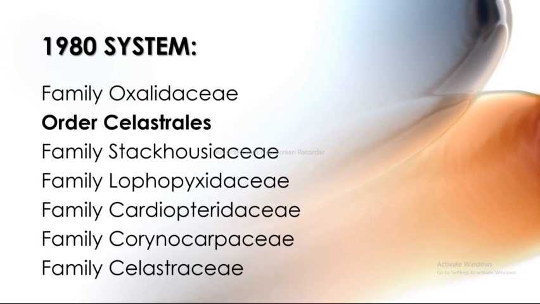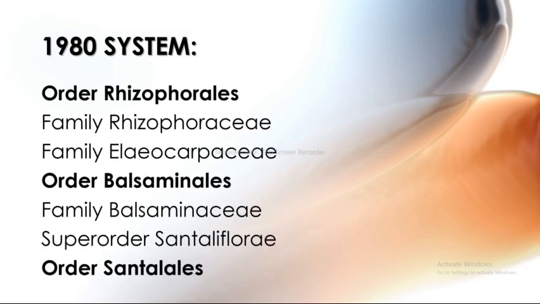Celastrales. It includes the family Stackhousiaceae, Lophopyxidaceae, Cardiopteridaceae, Corynocarpaceae, and Celastraceae. Next order is the Rhizophorales, and it includes the family Rhizophoraceae, and the next family is the Elaeocarpaceae, and the next order is Balsaminales.